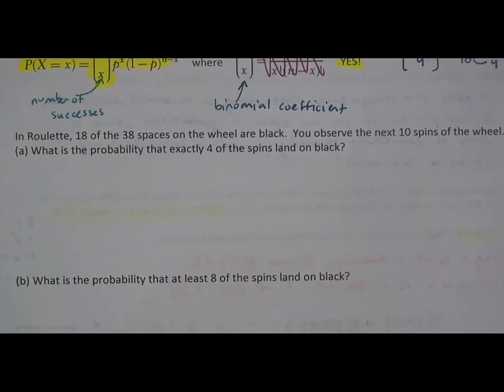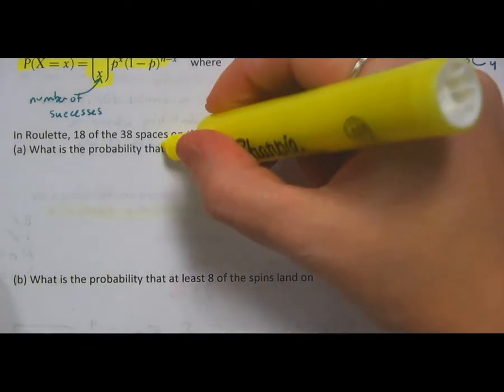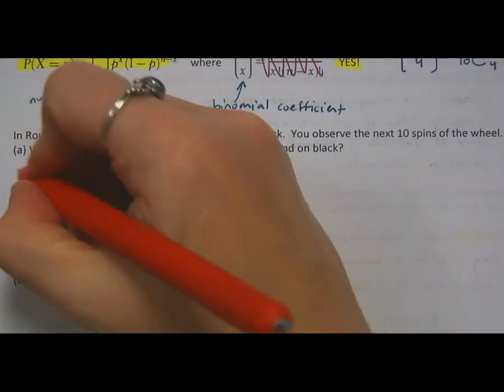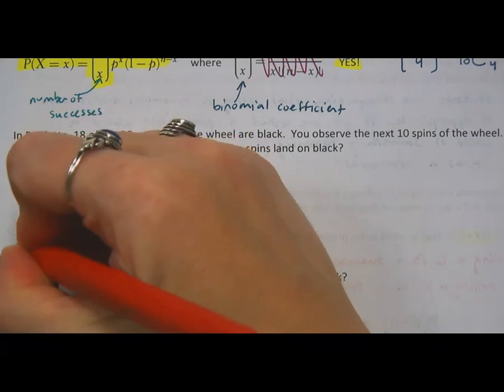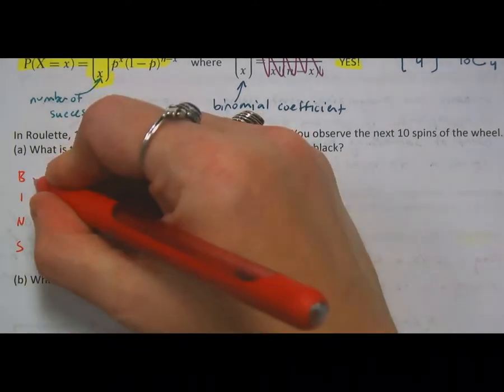In roulette, 18 of the 38 spaces on the wheel are black. You observe the next 10 spins of the wheel. What's the probability that exactly 4 of the spins land on black? Let's check and see if this is binomial, really quickly. Is this a binary situation where we're either going to get a success or a failure? What are we going to consider success? Spinning a black, because that's what it's asking me about.